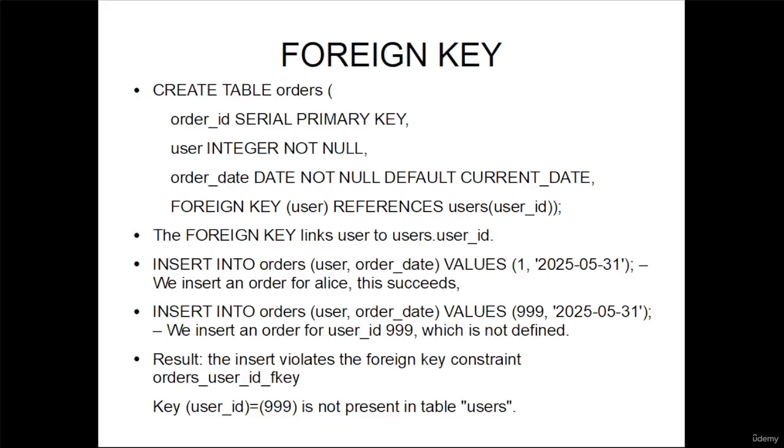Let us insert an order by Alice. INSERT INTO orders (user, order_date) VALUES (1, '2025-05-31'). And an order by an unknown user_ID 999. INSERT INTO orders (user, order_date) VALUES (999, '2025-05-31'). This results in an error: this insert violates the foreign key constraint orders_user_ID_foreign_key. Detail: Key user_ID = 999 is not present in table users.